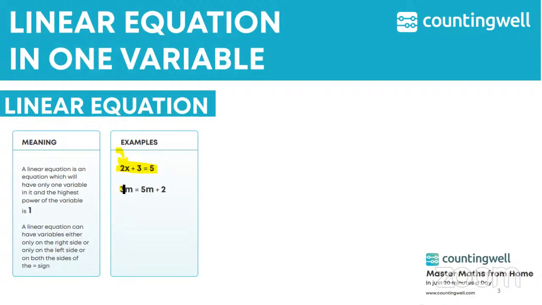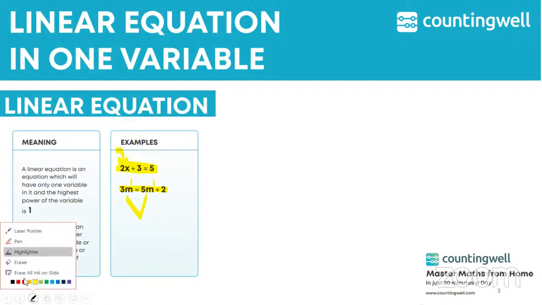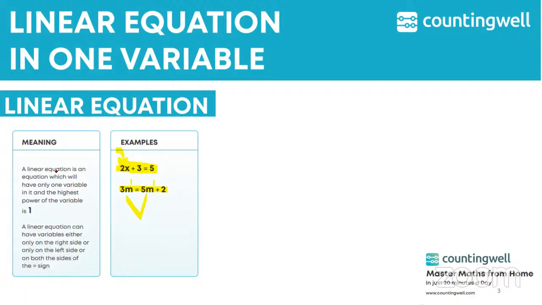Let us see one more example. 3m equals to 5m plus 2. Here there are two terms in variable m. And note that the power of both the variables is 1. That's why it is a linear equation. And remember that equation is nothing but a mathematical statement involving equal to sign. So here you can see the equal to signs in both the equations.